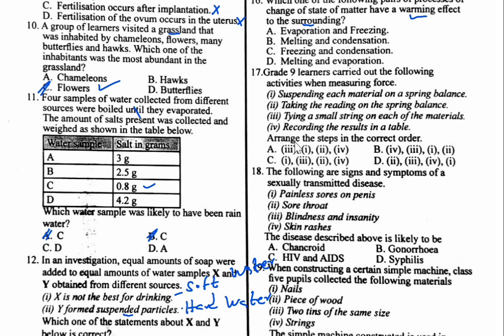You know that the first step is to tie a small string on each of the materials. After tying, you suspend each material on a spring balance. After suspending, we take the reading on the spring balance. And finally, we record the results in the table. Therefore, we start with Roman 3. From 3, we go to suspending. So this is the correct option. You tie, then you suspend, then you take the reading, and then you record. That is the correct order.